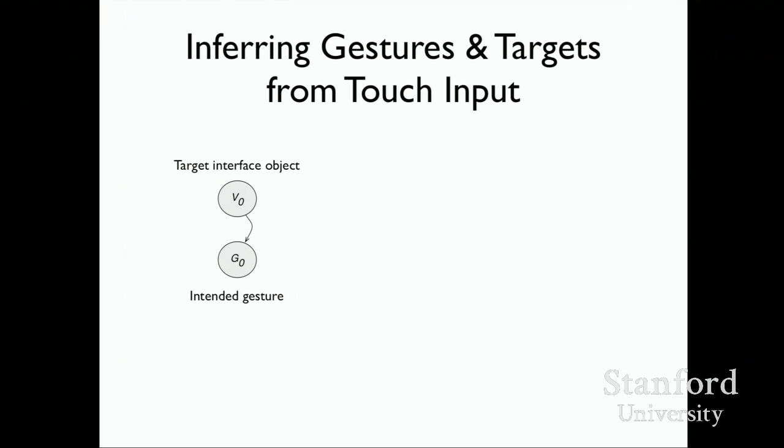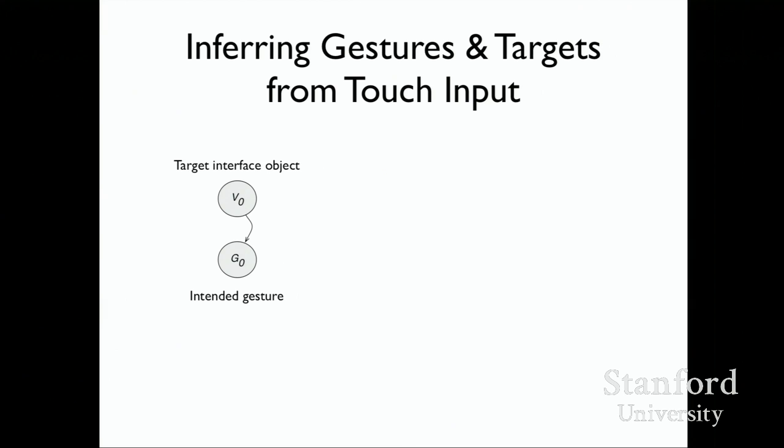So now I want to talk a little bit about the important technical details underlying this tool. As I mentioned earlier, there are 2 important factors we want to address. One is the target interface object. The other is the intended operation or gesture. So we use two random variables to capture these two quantities for probabilistic inference.